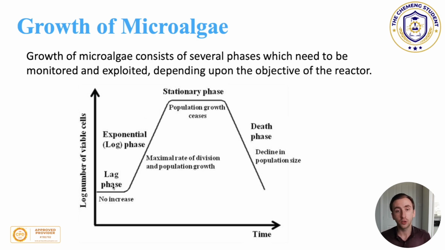Now, within each one of these phases, probably neglecting the lag phase, the microalgae or macroalgae will produce different types of compounds. So if we want to exploit certain components through our photobioreactors or our bioreactor designs, we need to fully understand the growth curve associated with our species.